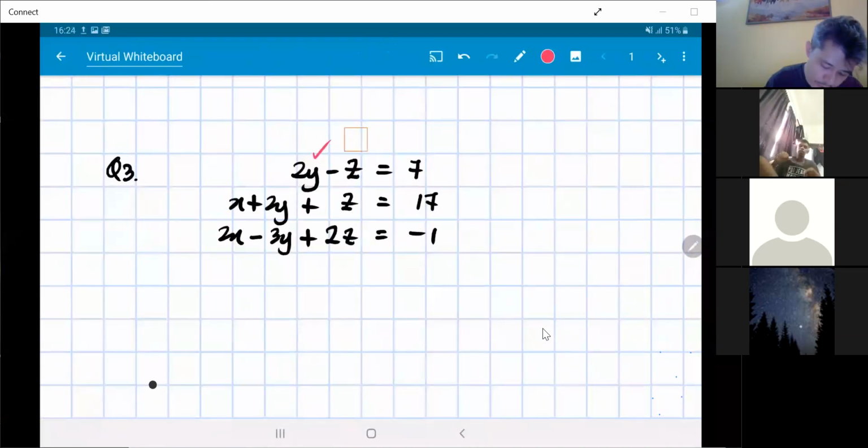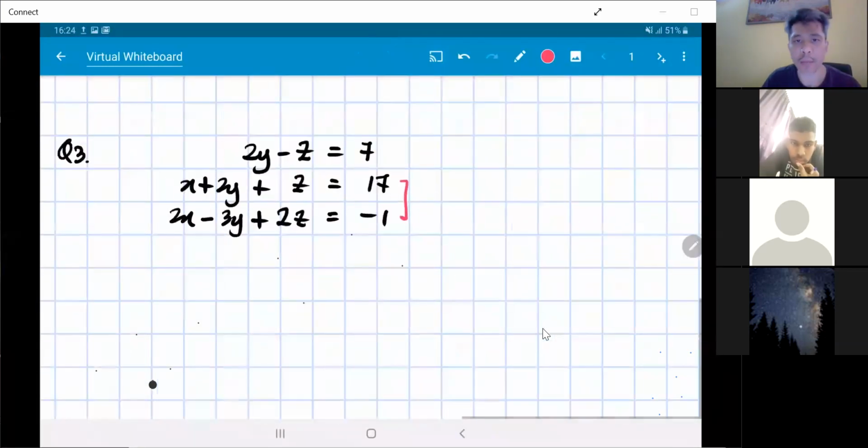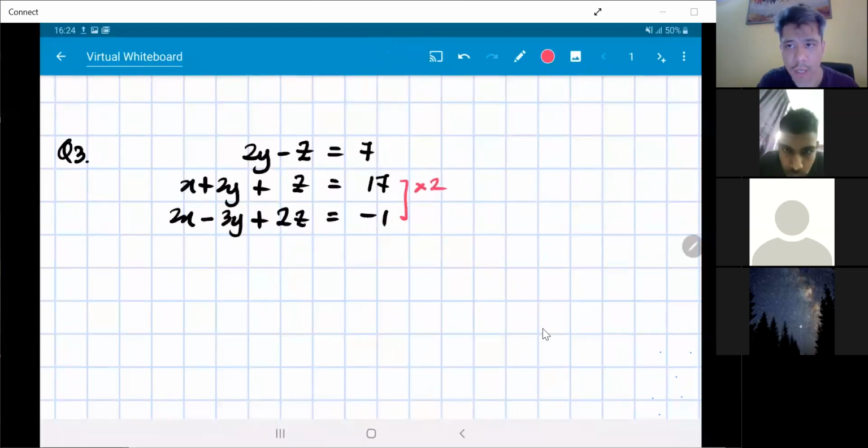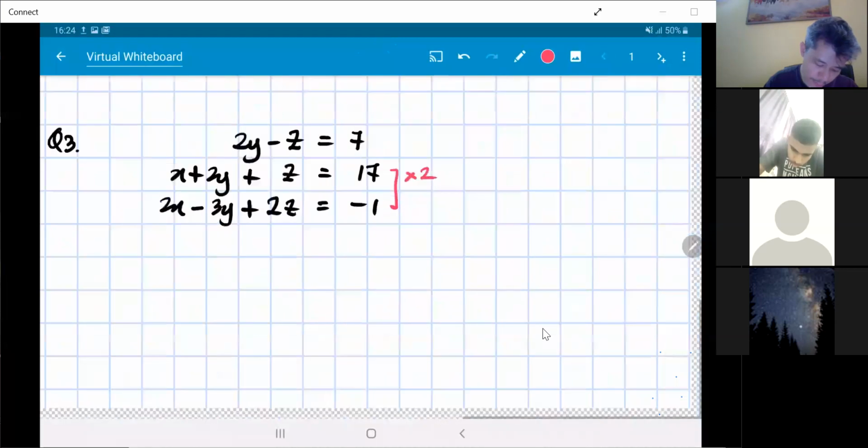Okay, so what I do now is I pick these 2. So I pick these 2 and eliminate. Remember, we want to maintain y and z. We want to remove x. Okay, we want to remove x. So what happened now is to remove x. Can you see here? This part I need to times it 2 because it's x. The other one is 2x.